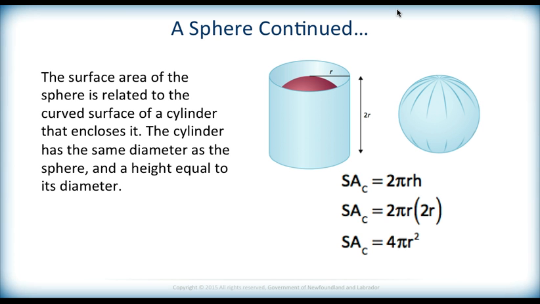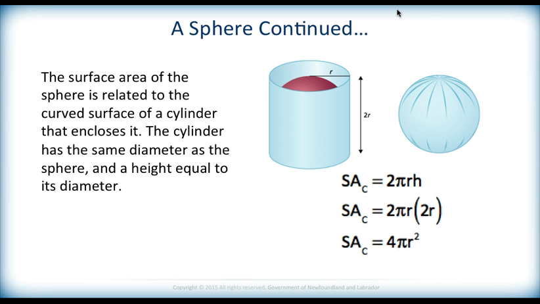Remember that the curved surface of a cylinder is represented by 2 pi r h. The radius of the sphere and the radius of the cylinder are the same. However, if you notice, the height is represented by 2r. If we replace h with 2r, our formula will now become 4 pi r squared. Again, the surface area of a sphere is exactly 4 times the area of a circle with the same radius. A circle will have an area of pi r squared.